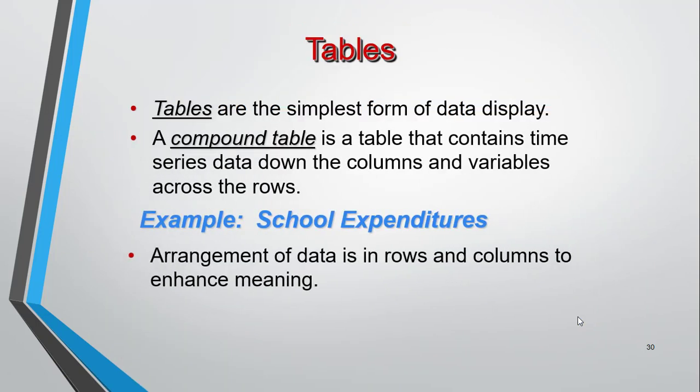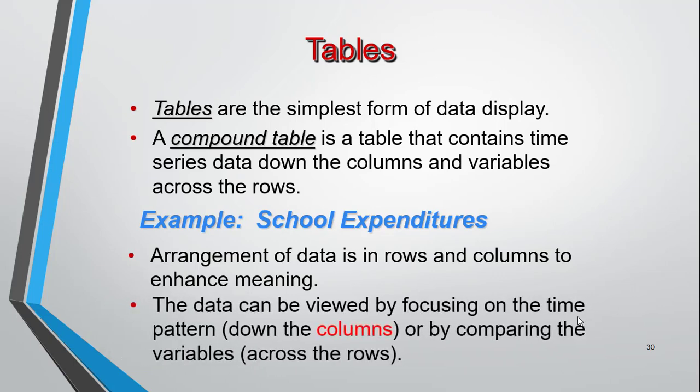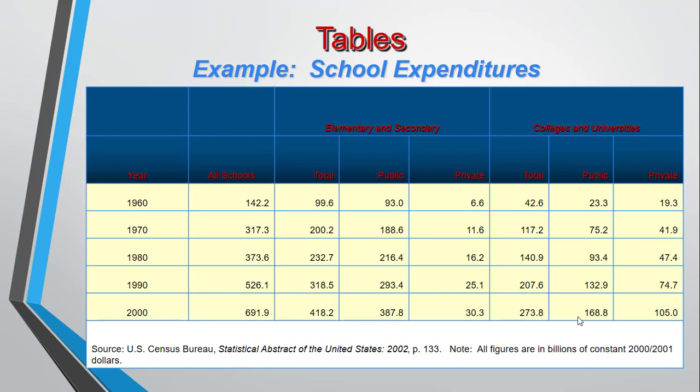Tables. We can use tables. That's the simplest form of data display. You can use a compound table, a table that contains time series data down the columns and variables across rows. For example, school expenditures. You can arrange data in rows and columns to enhance meaning. The data can be viewed by focusing on the time pattern down the column or by comparing the variables across the rows, like this one.